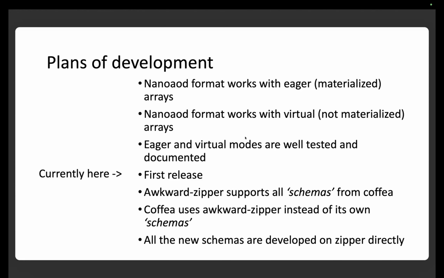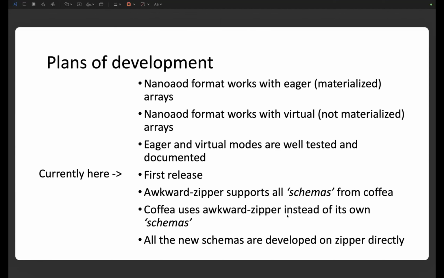Now it's only tied to NanoAOD, but the next steps are that Awkward Zipper supports all the schemas from Coffea, and Coffea then uses Awkward Zipper instead of its own schemas, basically. So Awkward Zipper is a dependency of Coffea. And then the future plan is that all the new schemas that people want to write are developed on Awkward Zipper directly, and not in Coffea anymore.